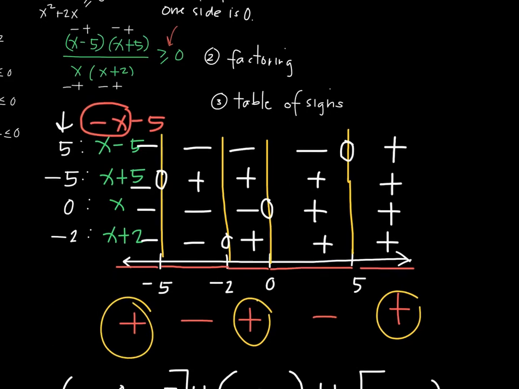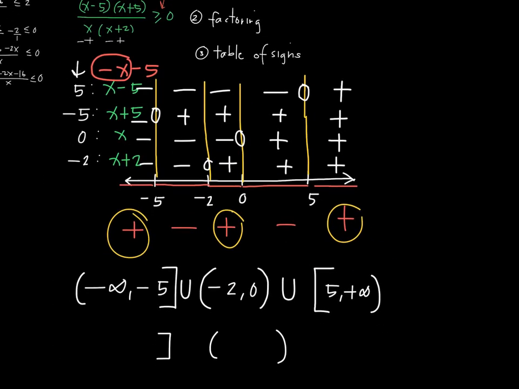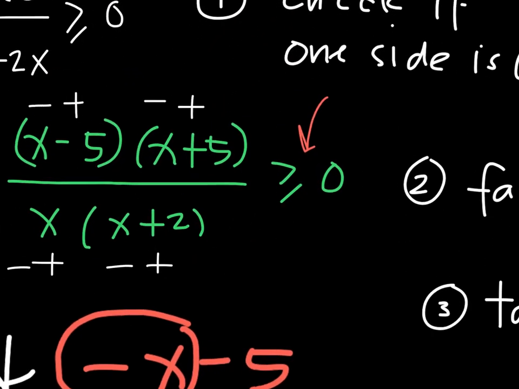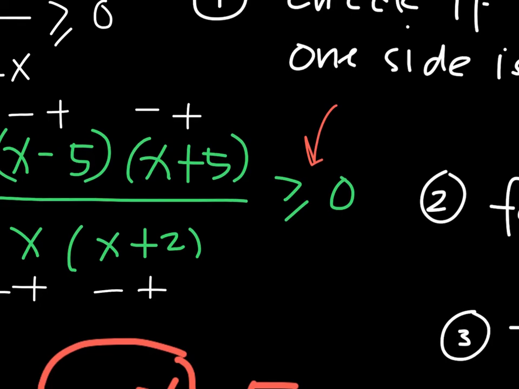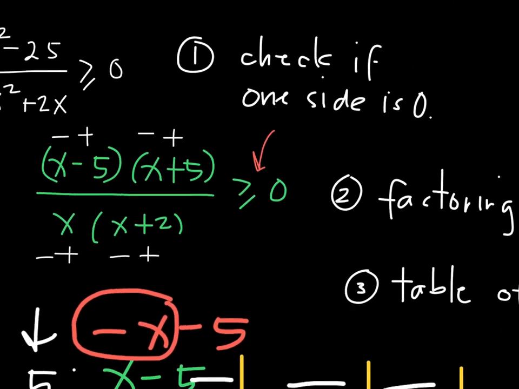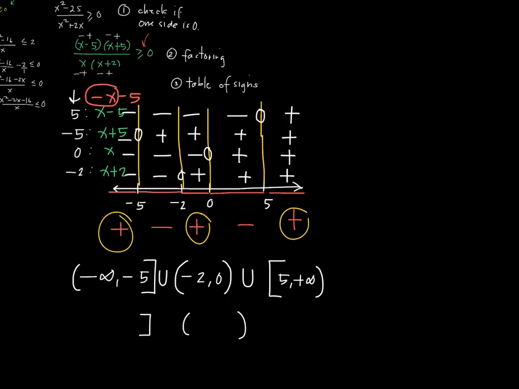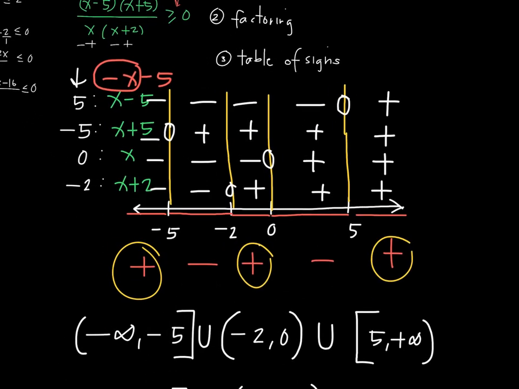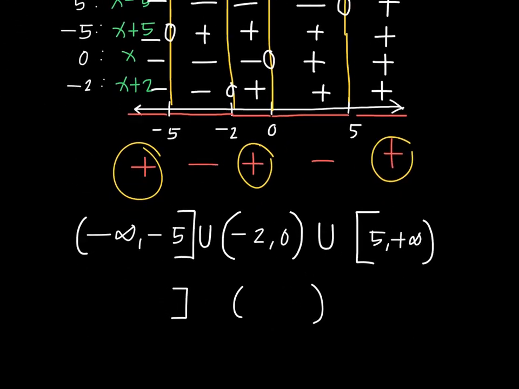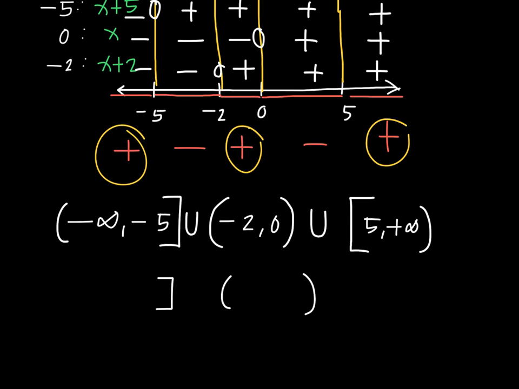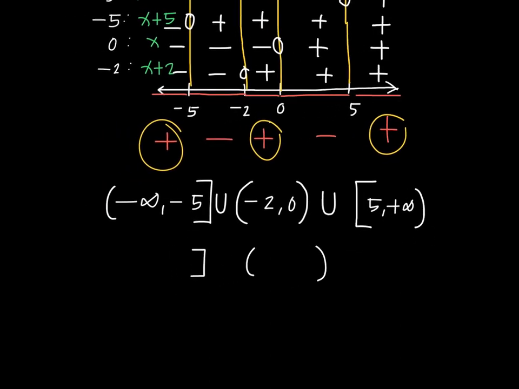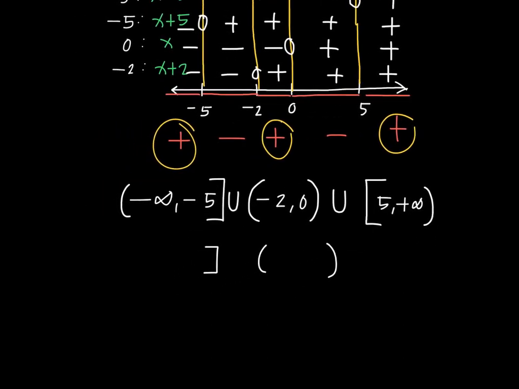the table of signs. Okay, and then finally pick up the right combination of signs that will lead to the goal, which is in this case greater than or equal to 0. If the goal was less than or equal to 0, then we should be selecting the minus sign instead. So you have to take note what the goal in the inequality is. Finally, get all those intervals, and do not forget to use a union sign to say that all these intervals are part of the solution.